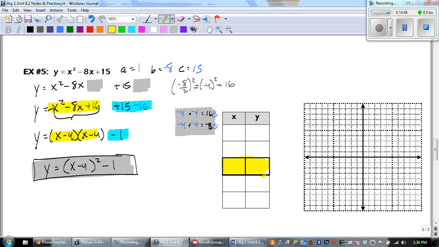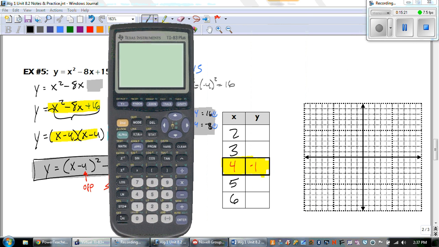Okay. Now, if you want to do the rest of this on your own, pause the video. Okay, now for everyone else, let's just go through everything. So remember that your vertex, we take the opposite, and this stays the same. So we are at 4, -1. Okay? Two numbers below, two numbers above.